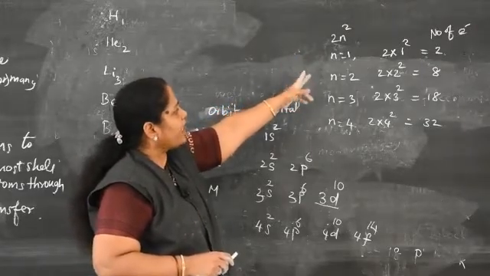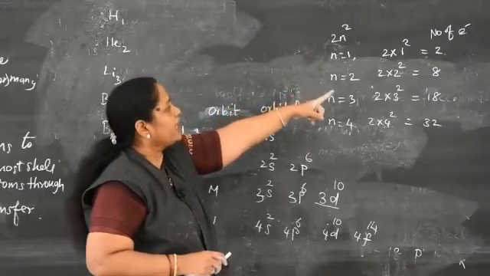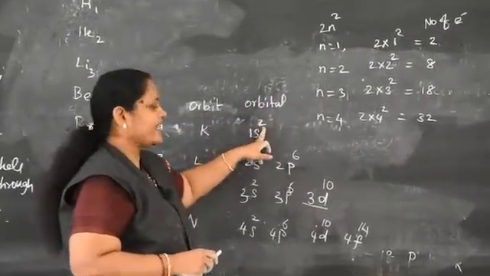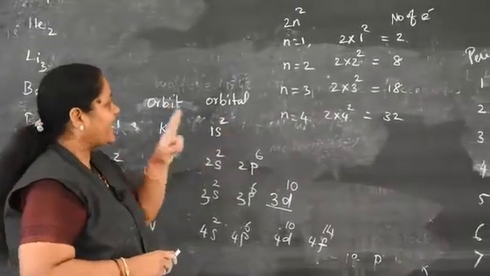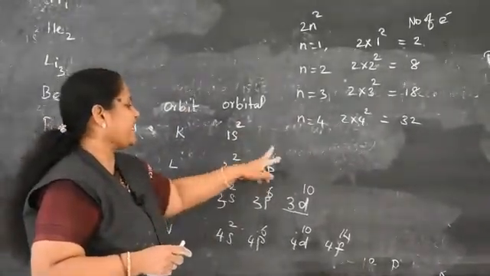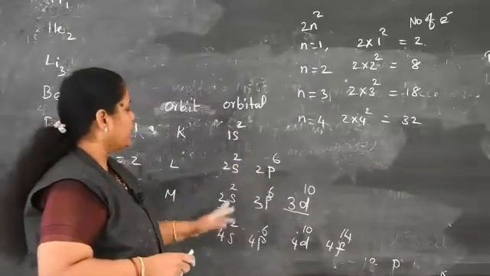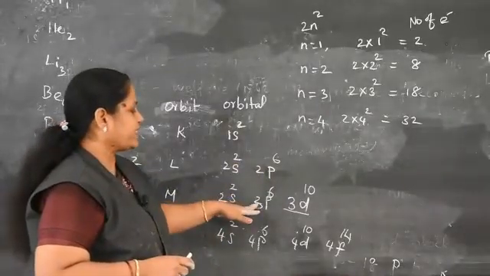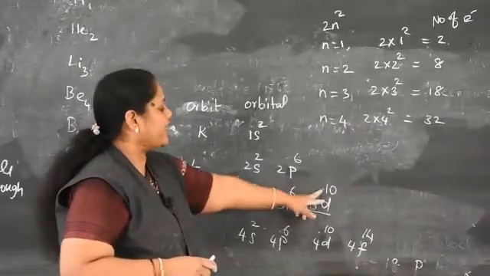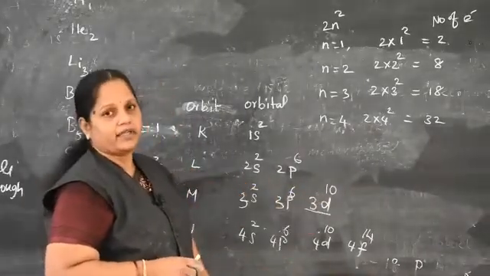So you substitute n values 1, 2 and you get the maximum electrons in the first shell as 2, which enter the s orbital, and 8 electrons in the second shell, 2 in the s orbital, remaining 6 in the p orbital. Like that, 2 in the s orbital, 6 in the 3p orbital, remaining 10 electrons enter the d orbital.